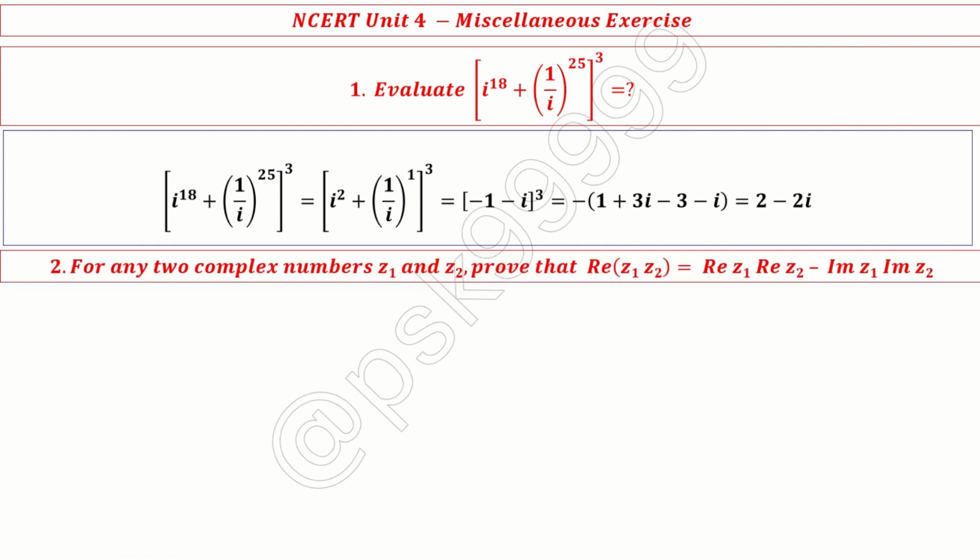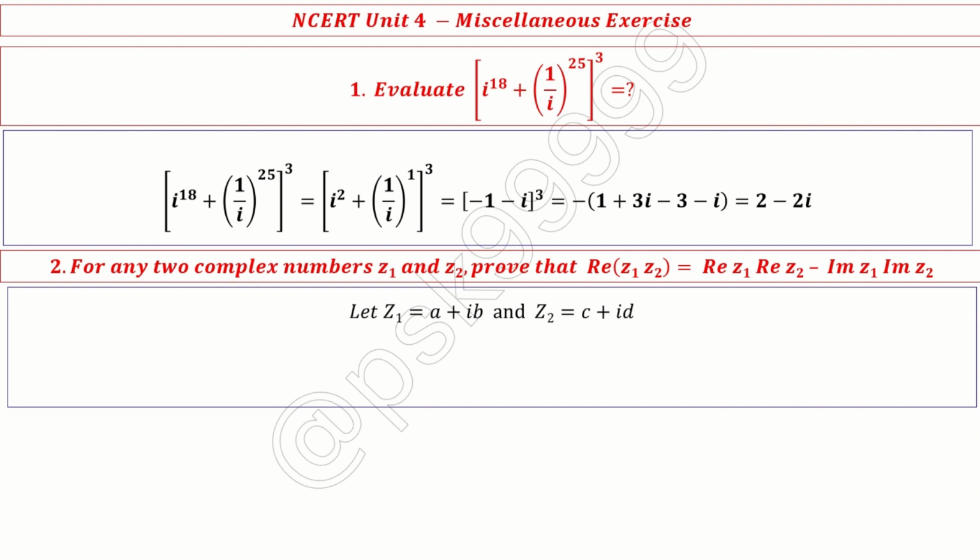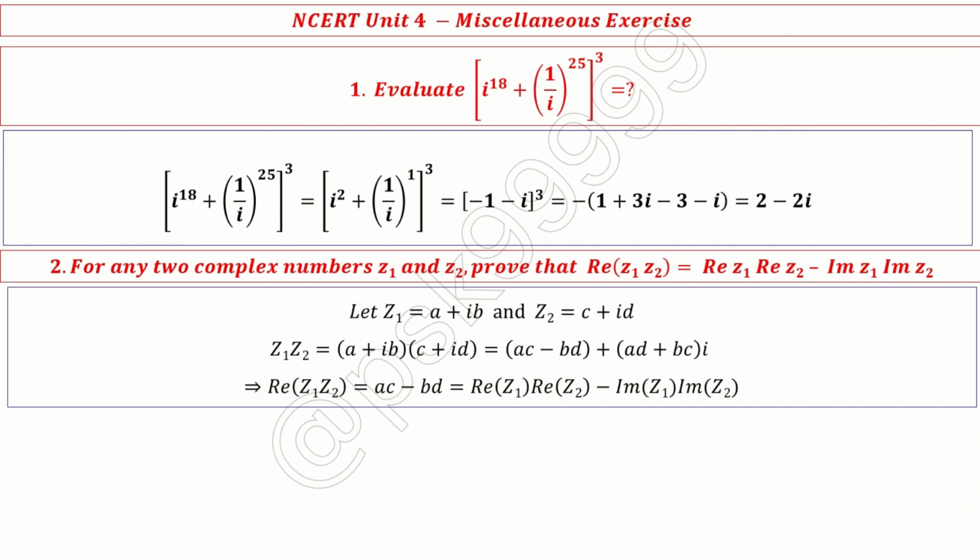For any complex numbers z1 and z2, prove that the real part of z1 z2 equals the real part of z1 into the real part of z2 minus the imaginary part of z1 into the imaginary part of z2. This is very simple. You take two values, z1 equal to a plus ib and z2 equal to c plus id. Once you take this, it is a straightforward question. z1 z2 equals ac minus bd plus (ad plus bc)i, which is nothing but the real part and imaginary part. The real part of z1 z2 equals ac minus bd, which is the real part of z1 into the real part of z2 minus the imaginary part of z1 into the imaginary part of z2.